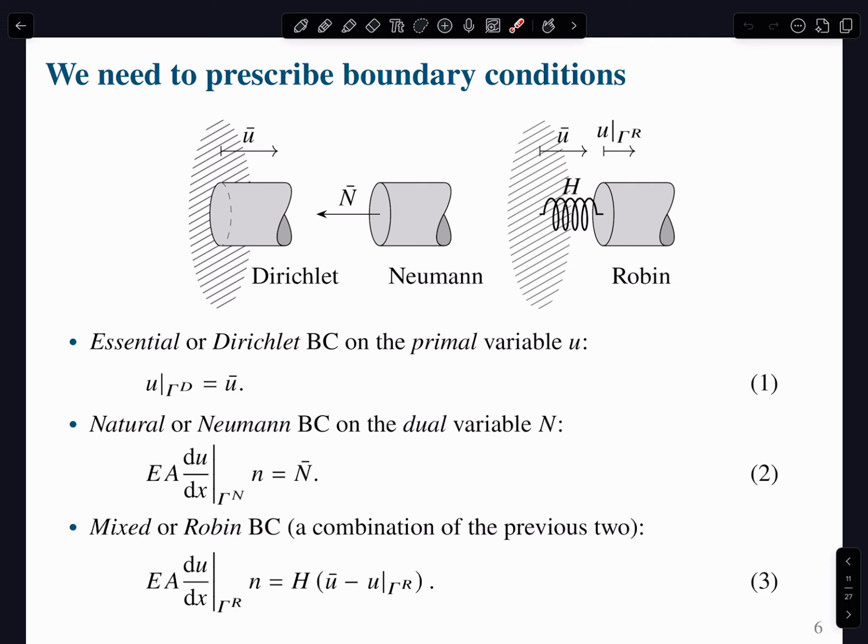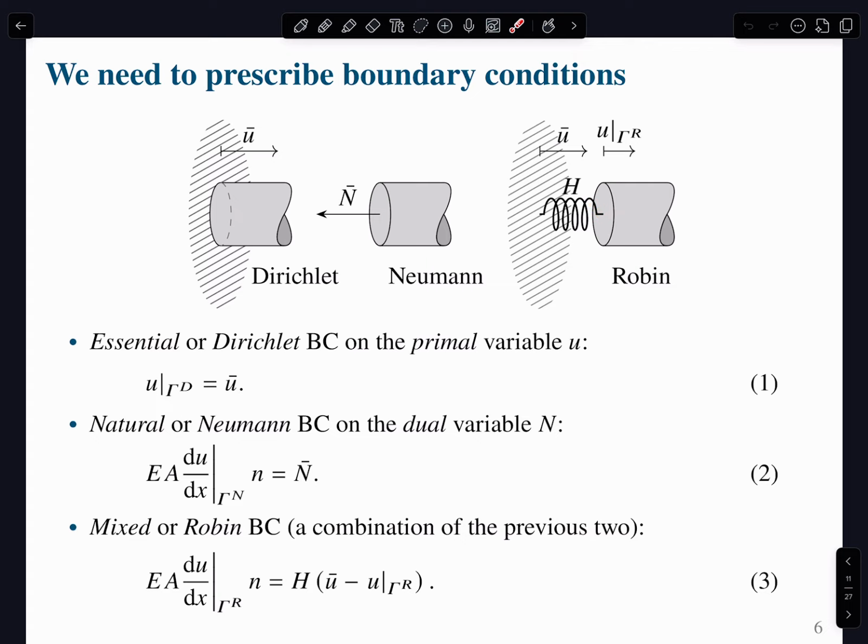And so in a way, I'm prescribing a Dirichlet boundary condition this way. If I make this H, this spring constant, very, very stiff, then if I say I want to apply 1 centimeter here, the displacement at this end of the bar is going to be exactly 1 centimeter.